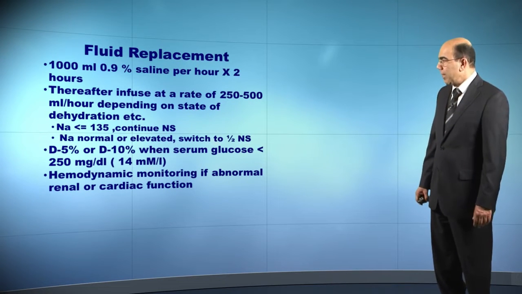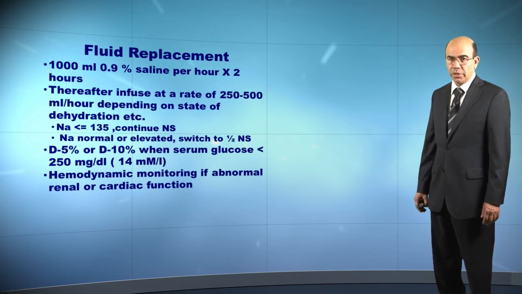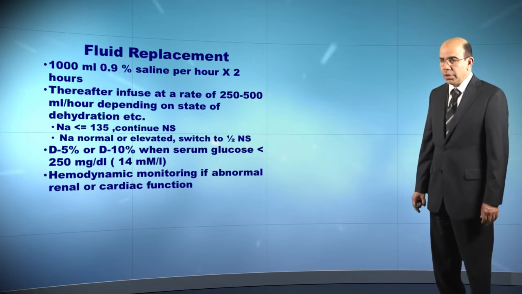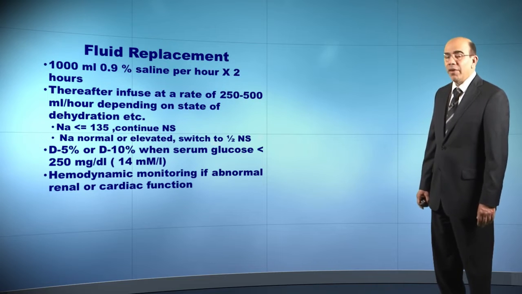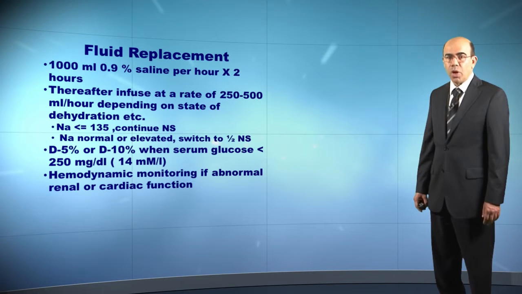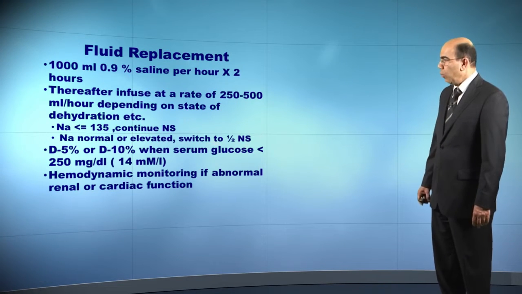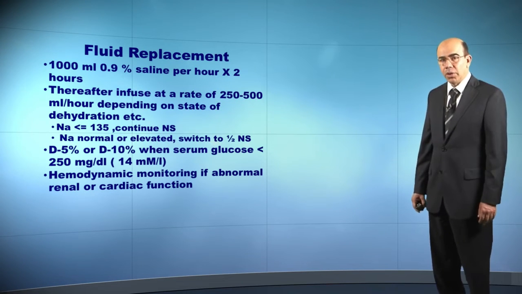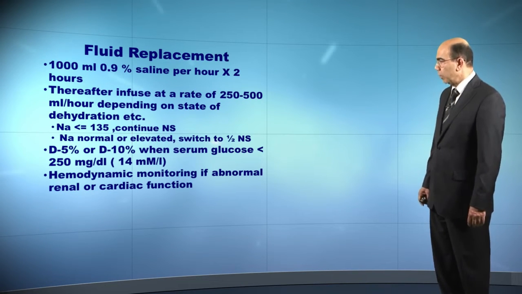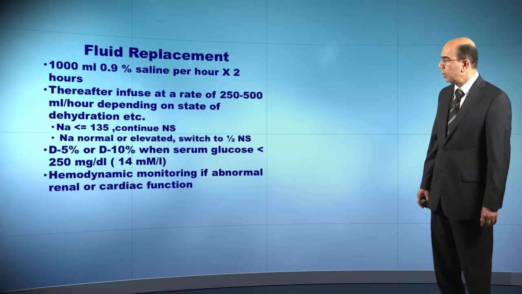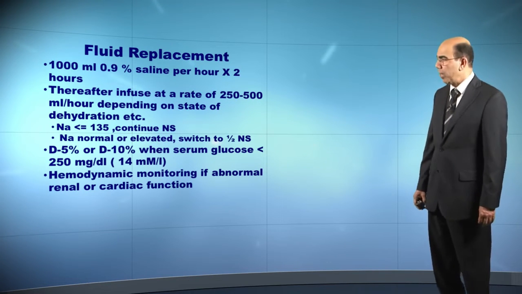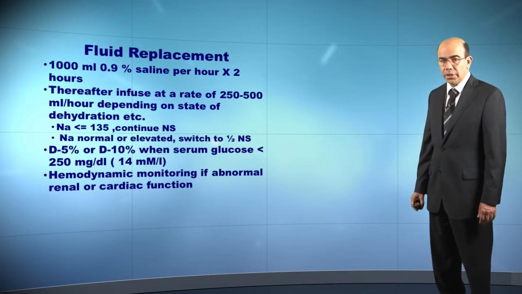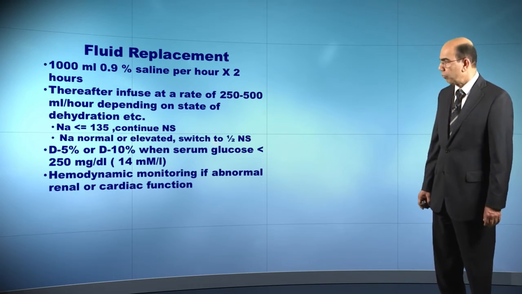Fluid replacement. In general, you need to be very generous in patients who are hypotensive. We recommend about 2 liters in the first 2 hours, 1 liter per hour. Thereafter, you need to infuse at a rate of 250 to 500 ml per hour, depending on the state of dehydration and depending on the level of sodium.